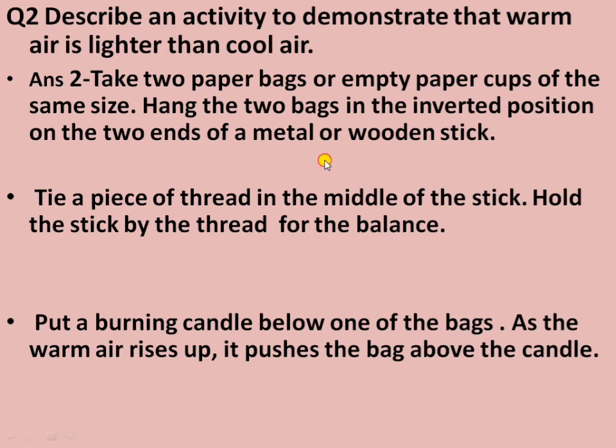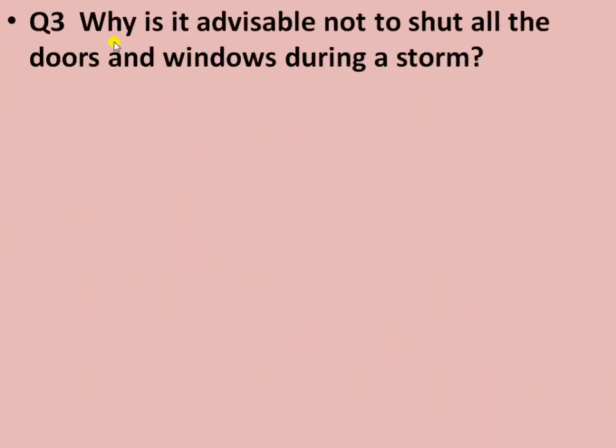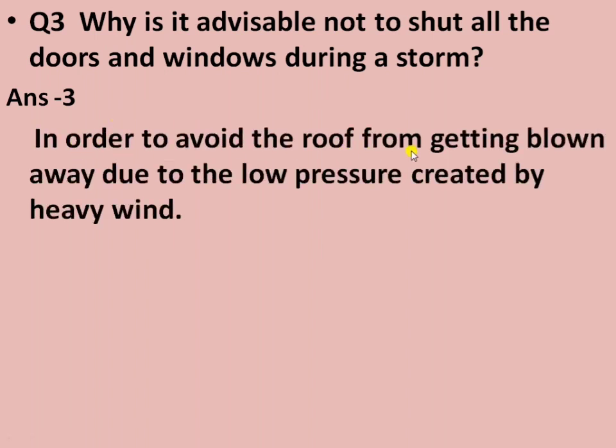Moving on to the third question. Why is it advisable not to shut all the doors and windows during a storm? Because it avoids the roof from getting blown off due to the low pressure created by the heavy wind. The pressure outside the house is low and inside the house is high. Air moves from high pressure to low pressure. That's why keeping some openings avoids the roof from getting blown away due to the low pressure created by the heavy winds.